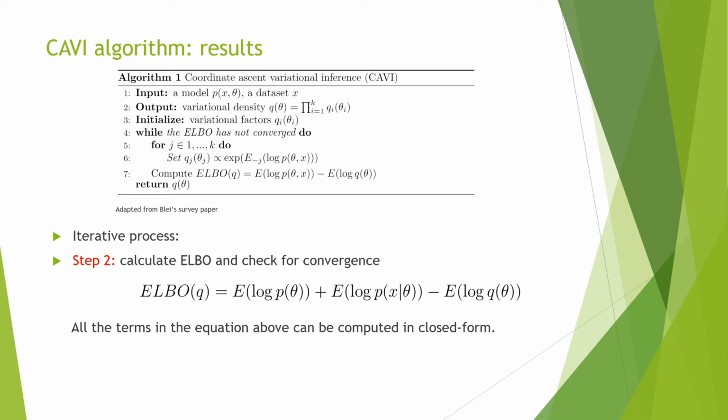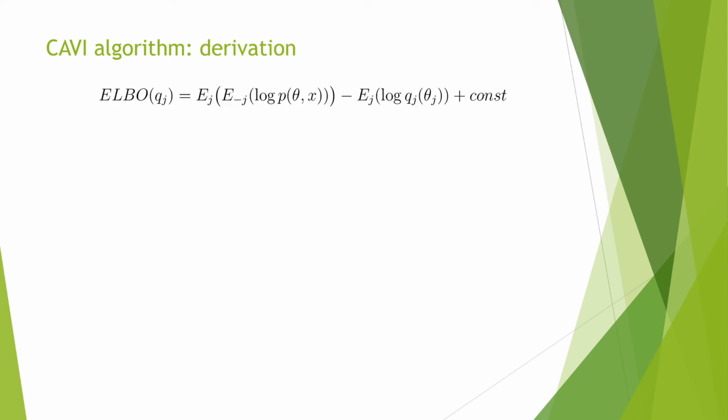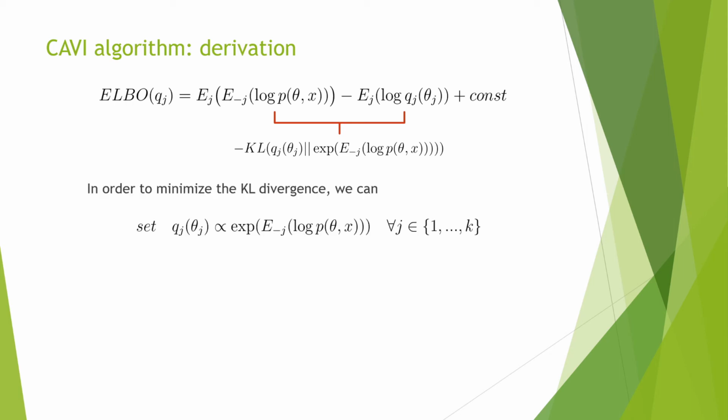So to derive and justify the CAVI algorithm, we simply need to notice that we can rewrite the ELBO for a single latent variable with iterated expectation, gathering all the terms irrelevant to Qj into a constant. The first two terms on the right-hand side actually equal the KL divergence between the variational density for the jth latent variable and the exponential of the expected log joint density. In order to maximize the ELBO, we can simply set the former to look like the latter. This is the derivation for the first step in the iteration process.